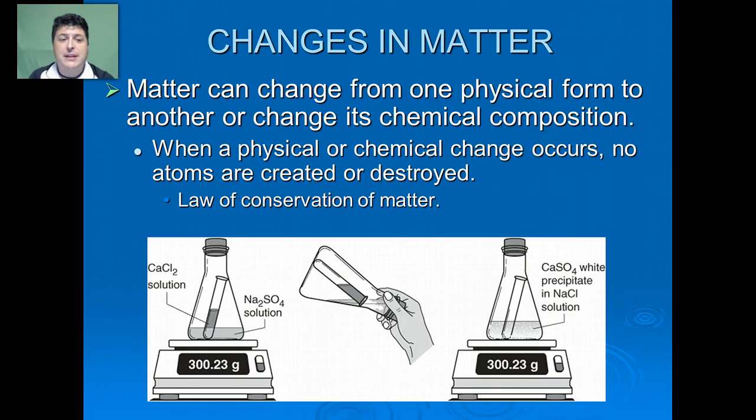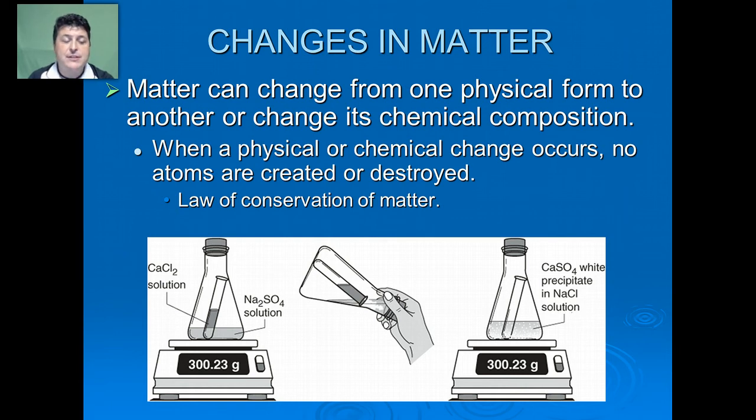Now, matter can change from one physical form to another, or it can change in its chemical composition. But when matter changes, either physically or chemically, no atoms are created or destroyed. This is known as the law of conservation of matter.